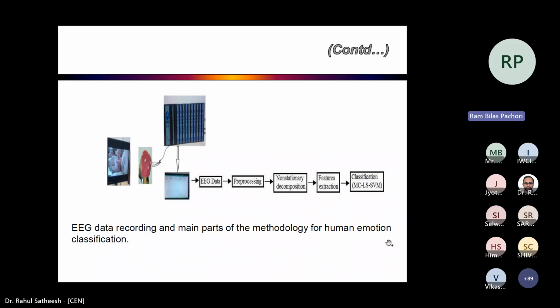So here actually this is the complete methodology part. Here you can see the subject is watching video, and then EEG signals are recorded, and then we have EEG data. Then we perform pre-processing to remove some artifacts or unwanted components. Then we apply a non-stationary signal decomposition technique. Then we extract the features, and then we apply these features as input to a machine learning classifier. Then it gives you a classification of the human emotions.